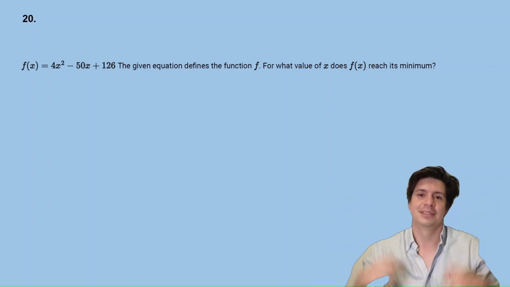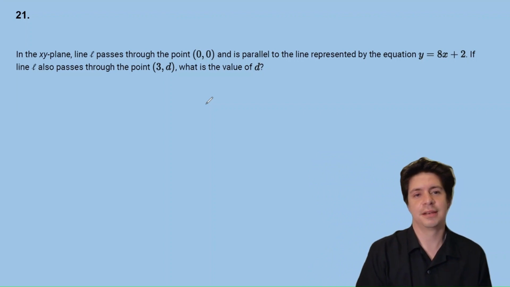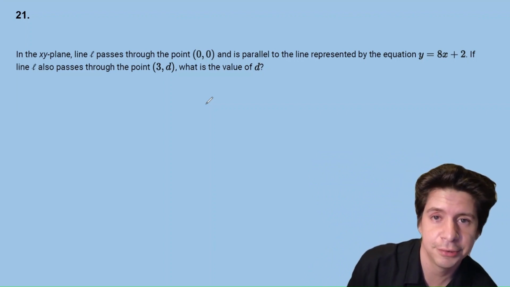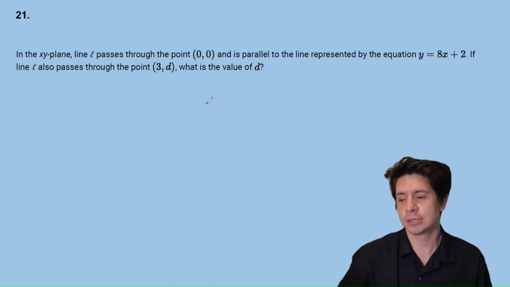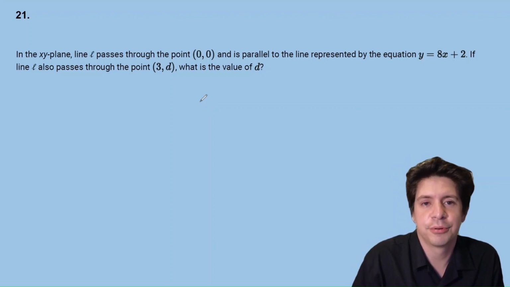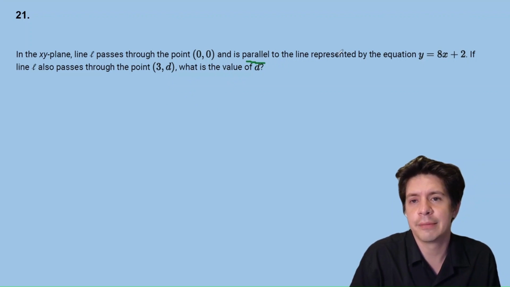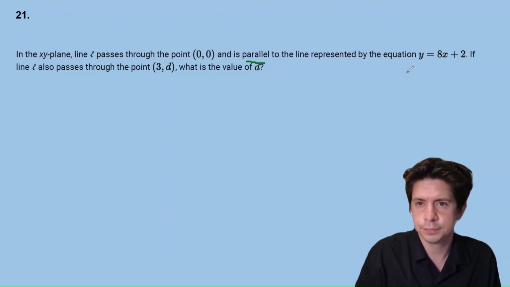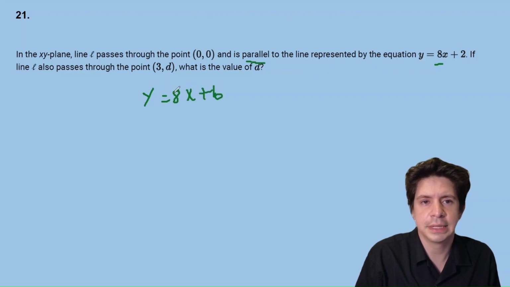It's in your brain. So this one: in the xy plane, the line L passes through the point (0, 0) and is parallel to the line represented by the equation y equals 8x plus 2. If line L also passes through the point (3, d), what is the value of d? So if it's parallel, that means they have the same slope. So we have y equals 8x plus b, but b is going to equal 0 because the y-intercept is 0, right? So b equals 0.